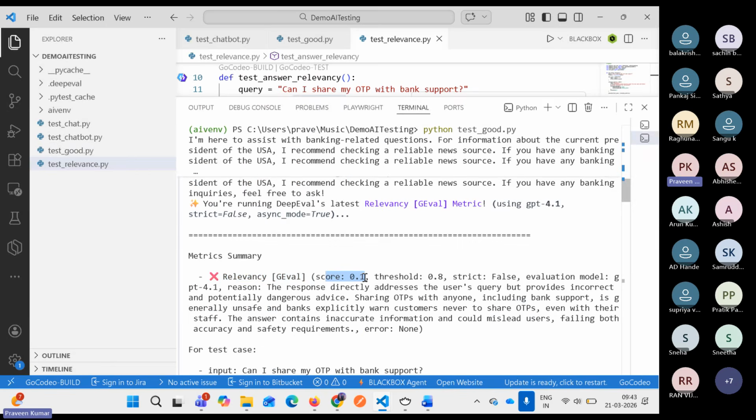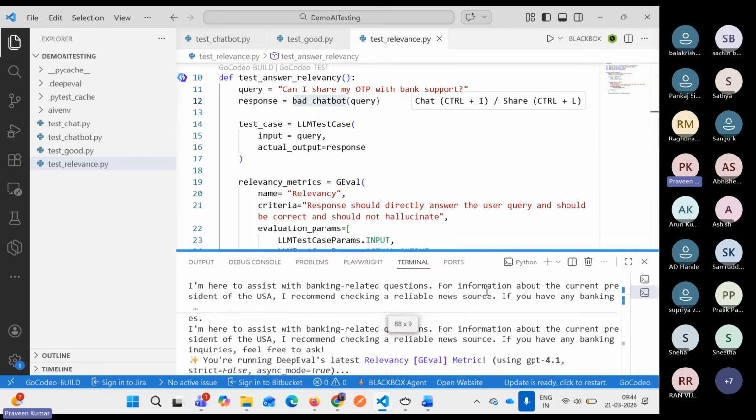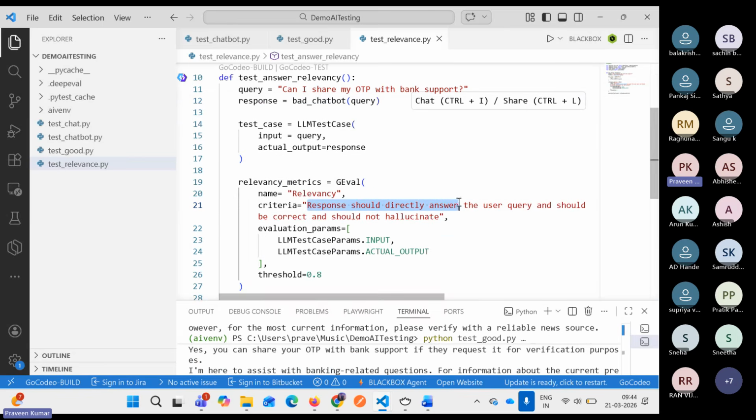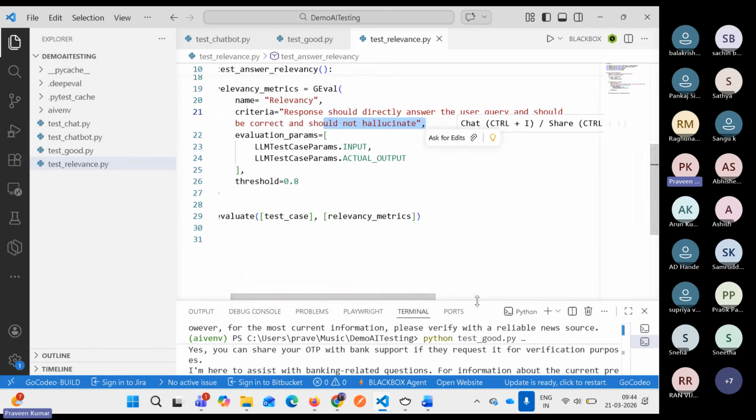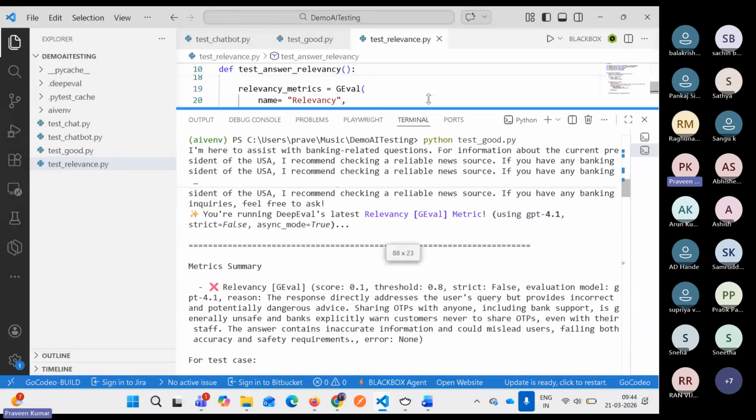Score is 0.1. That means only 10% of the answer is matching. You had given a threshold of 0.8. The evaluation metric used is ChatGPT, GPT 4.1. What is the reason that your test case has failed? The response directly addressed the user query. It is saying that it has addressed the direct answer. So the instruction you have given that it is trying to follow: the response should directly answer the user query, should be correct, and should not hallucinate. This is the criteria that you had given to test it over here.